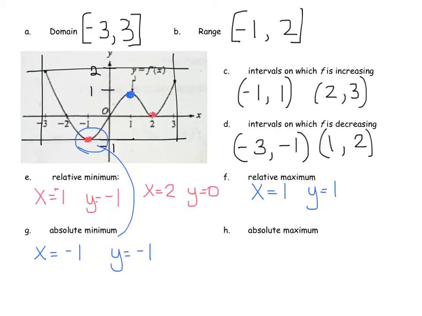And for absolute maximum, we can't get any higher than this point right here. So at x equals -3, y is equal to +2. So at -3, the maximum value occurs for the graph.